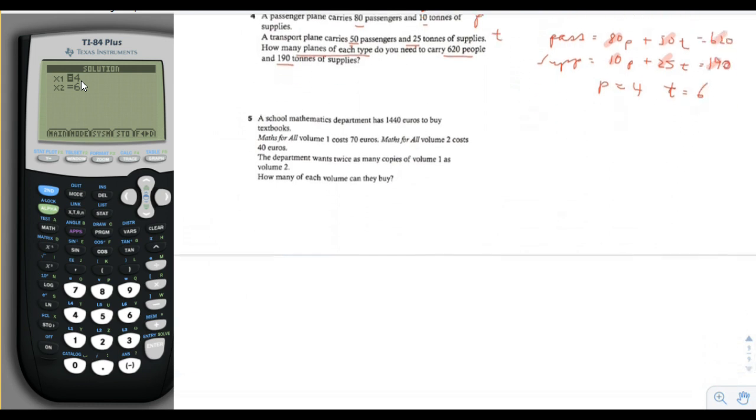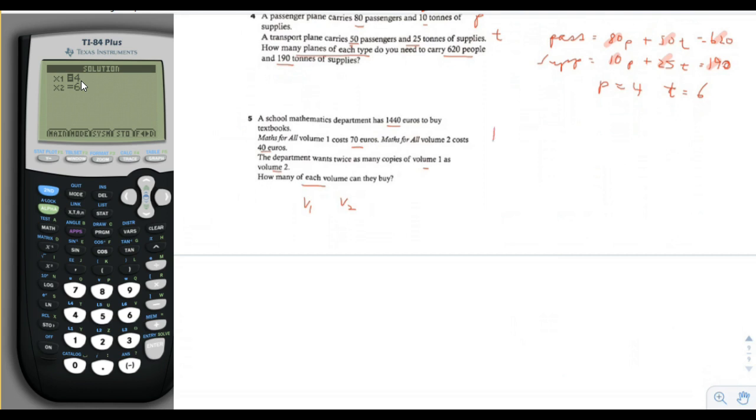Okay, last one. A school math department has €1440 to buy textbooks. Math for All Volume 1 costs 70. Math for All Volume 2 costs 40. The department wants twice as many copies of Volume 1 as Volume 2. How many of each volume can they buy? So we're going to have one variable, which is Volume 1, and the other variable is Volume 2. So we'll call them V1 and V2.